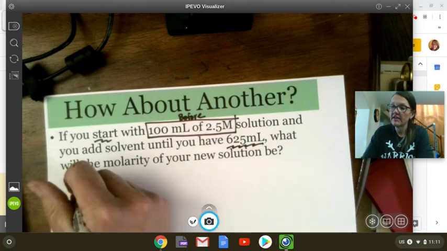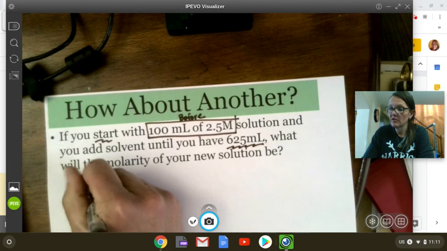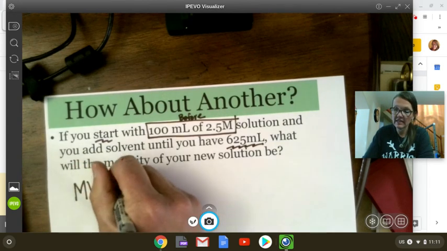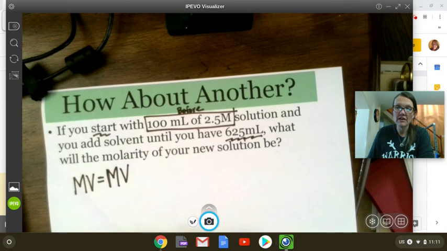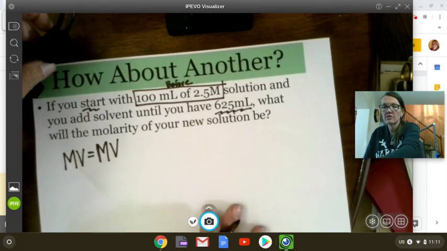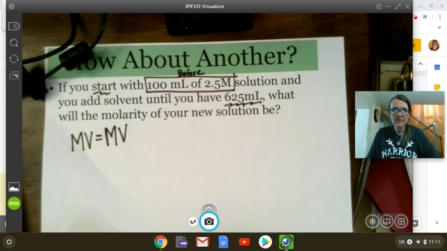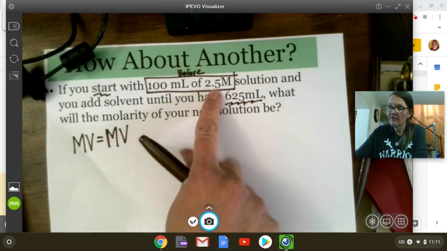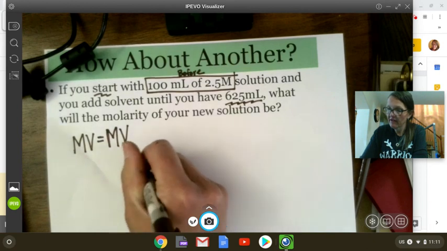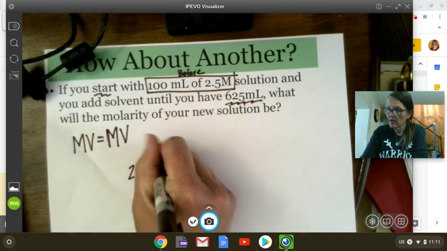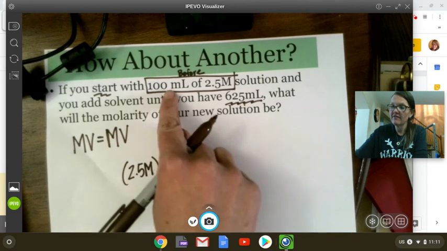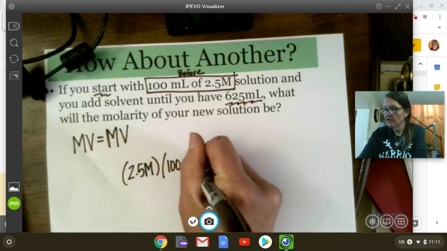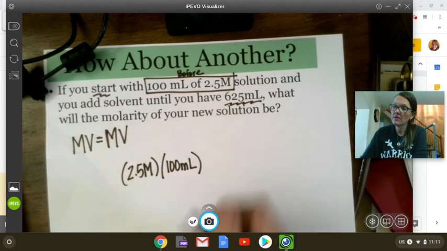Okay, so again, the equation is that the molarity times the volume before the dilution is equal to the molarity times the volume after the dilution. Okay, so we're just going to plug all our numbers in. So our molarity before is 2.5. We're going to multiply that by the volume before, which is 100. And again, note that the unit is milliliters.